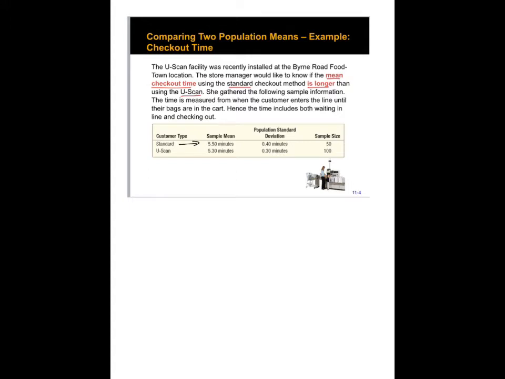So the standard method got a mean of 5.5 minutes. The U-Scan method, 5.3. Here are the population standard deviations of each and the sample size of each. Notice that the sample size of the 2 different techniques can be different. This is not an issue since we have the population standard deviation given to us. And even if we don't have it and we're using the sample standard deviation, we could still use a variation of sizes in terms of our sample.